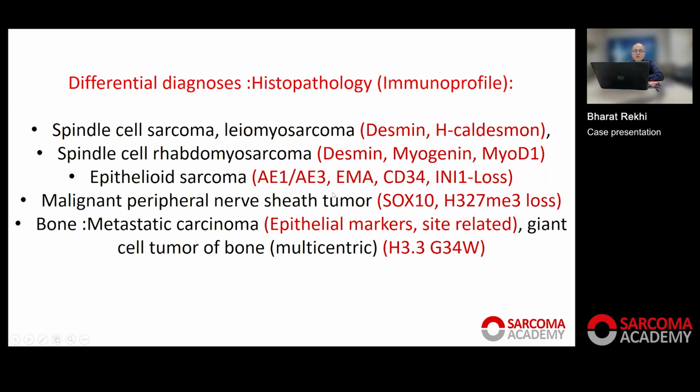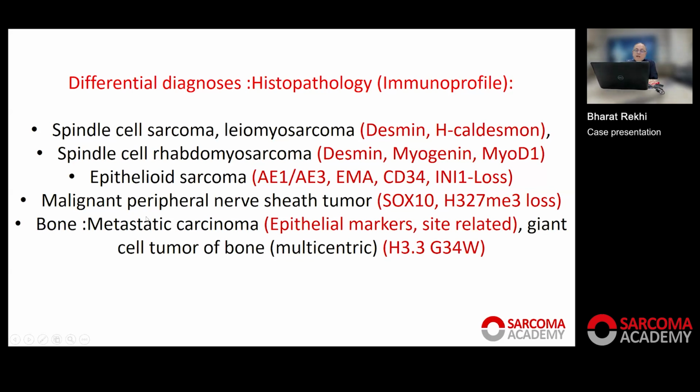Epithelioid sarcomas consistently show epithelial markers like pan-keratin, EMA, maybe CD34 in about 60% of cases, and consistently loss of INI1 or SMARCB1. We have a marker for MPNST, apart from S100 that we were utilizing earlier, which is SOX10. And now a good number of MPNSTs, especially the radiation-induced, show loss of H3K27me3 histone as a result of SUZ12 mutations.